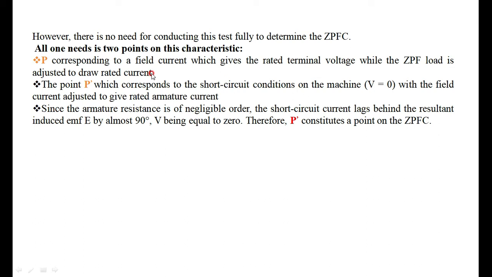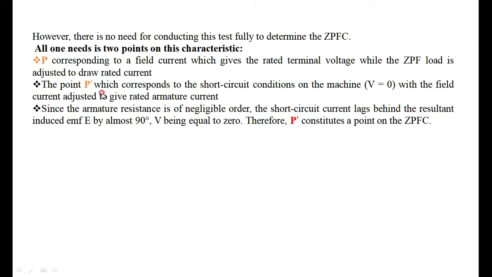That means you have to load the alternator and adjust the field current of the alternator in such a way that it delivers the rated current at the rated voltage. That is point P. That means, what is the field current required to deliver the rated current at the rated voltage? Corresponding to that particular field current and the rated voltage, you have to note down with zero power factor load. That is one point.